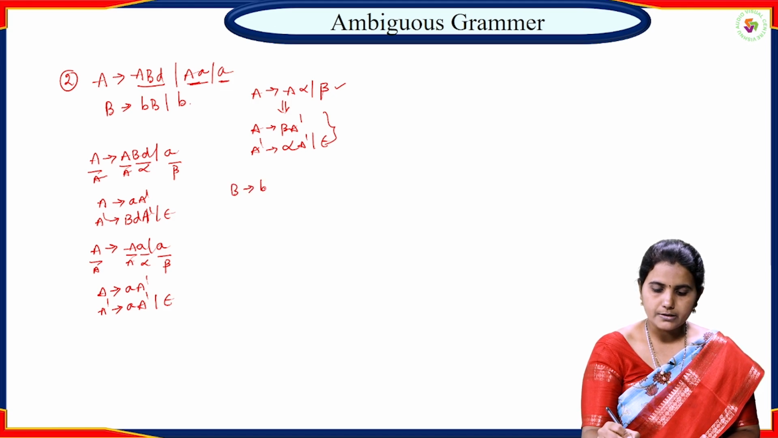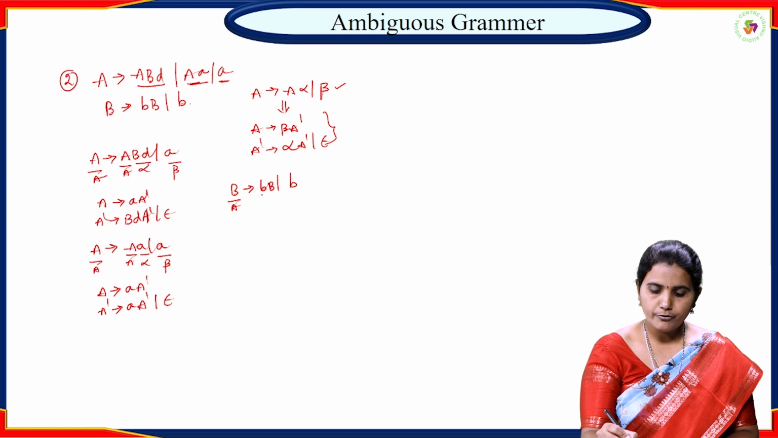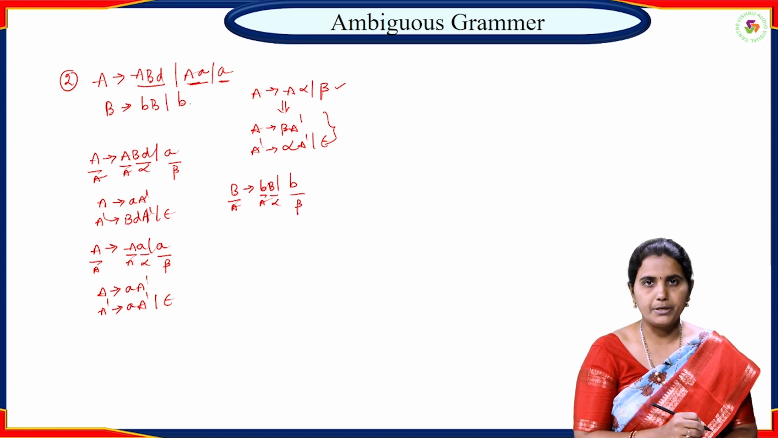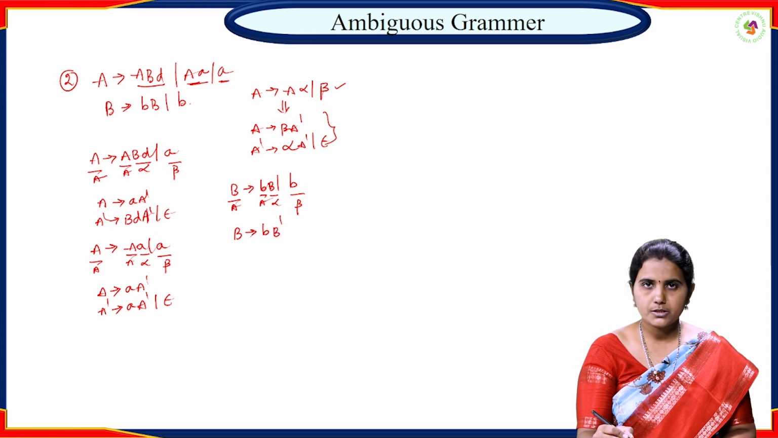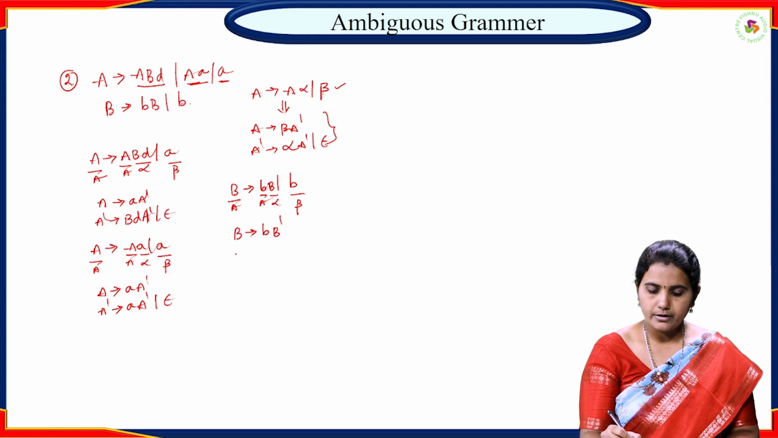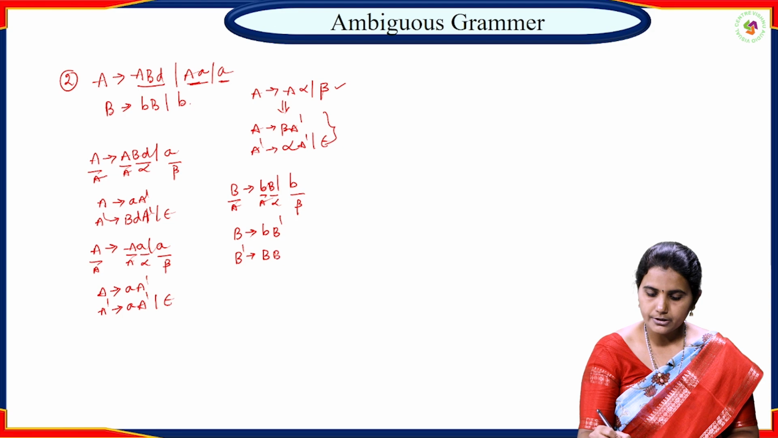B implies B B or b. Now you are going to apply: B followed by B, this is alpha, this is beta. Now in place of A you should write the B. B implies what is beta? Small b is followed by the newly introduced symbol B dash, and then B dash implies what is alpha? Capital B is followed by the newly introduced symbol B dash or epsilon.